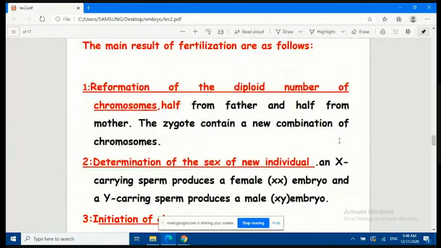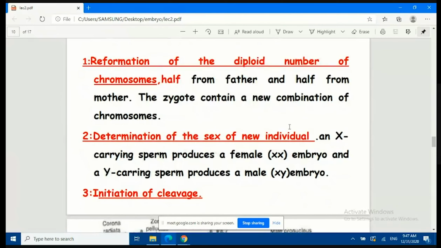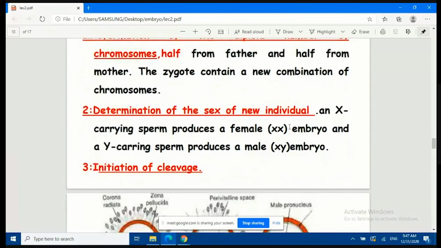أوكي إنه the diploid number، شلون صار diploid number؟ Okay, how we had a diploid number of chromosomes after fertilization? طبعا تقولوا لي لأنه the sperm is 1n haploid number of chromosomes and ovum is haploid number. Whenever they fuse they will form diploid number, half from father and half from mother. Okay. Determination of the sex of the new individual. How does this happen? راح تقولوا لي an X carrying sperm produces a female and a Y carrying sperm will produce a male XY embryo.